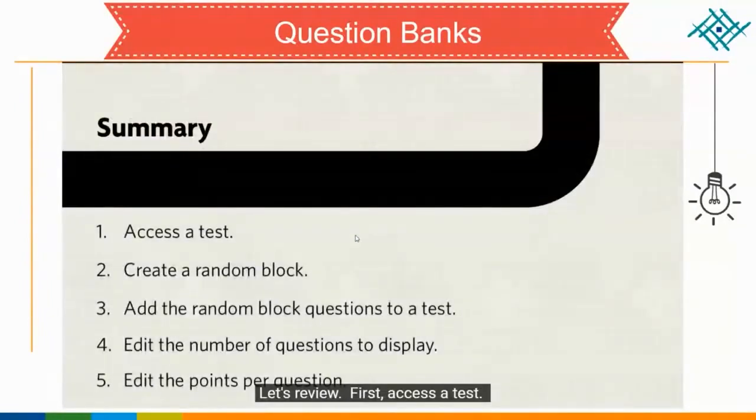Let's review. First, access a test, then create a random block, add the random block of questions to the test, edit the number of questions to display, edit the points per question, and submit.